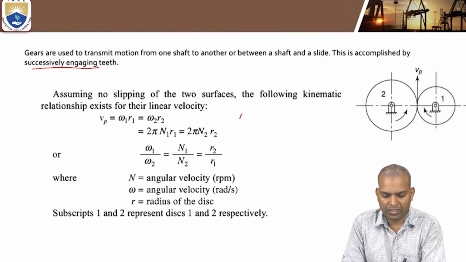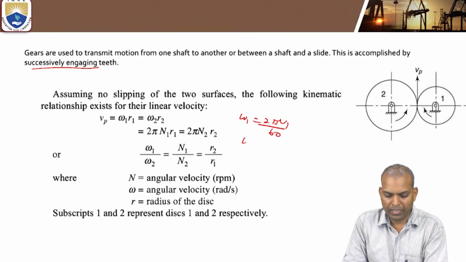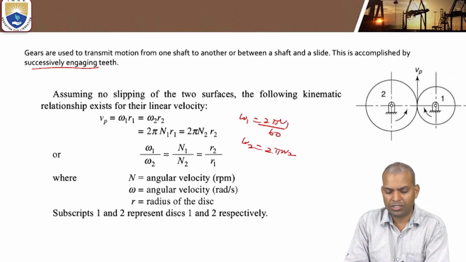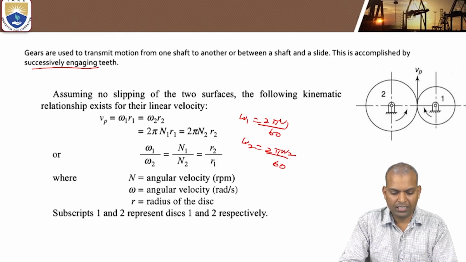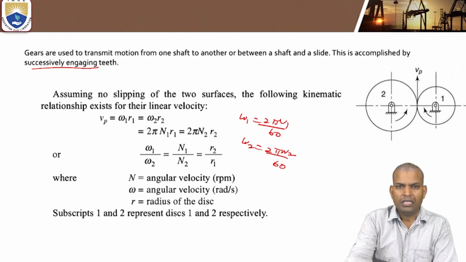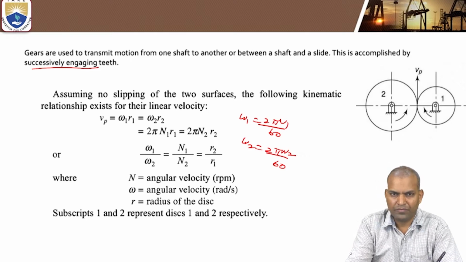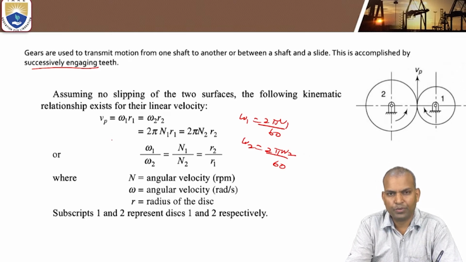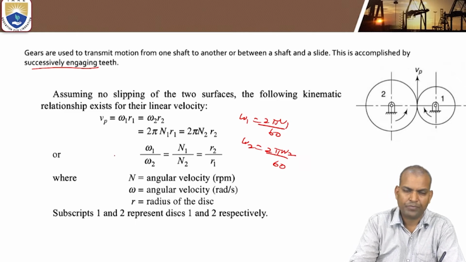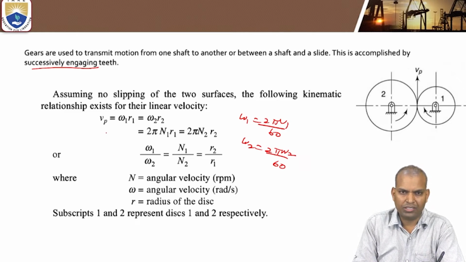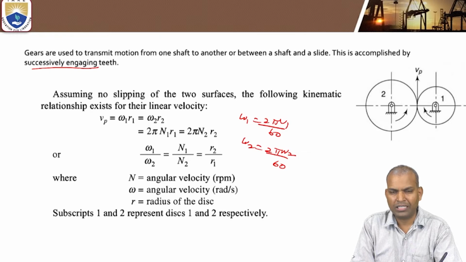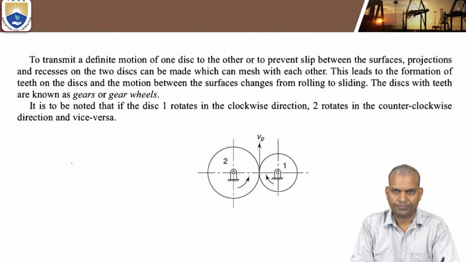In the place of omega 1, if you substitute 2 pi n1 by 60, and omega 2 equals 2 pi n2 by 60, then the relationship obtained is that the speed or angular velocity of the wheels is inversely proportional to the radius of the wheels. If the wheel is larger, or the radius of the wheel is high, then the speed of the wheel becomes low. Based on this principle, the gears, gear trains, or gear box are designed.